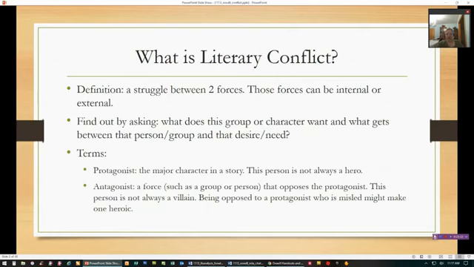Antagonist, right? This is the force or the person who is in opposition to the protagonist. Now, a lot of times we think of antagonist and we think of villain, but that's not necessarily true, right? Antagonist is just who is opposing the protagonist. That person might be good.